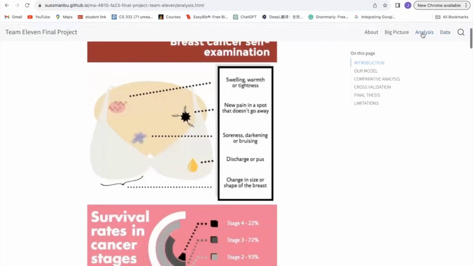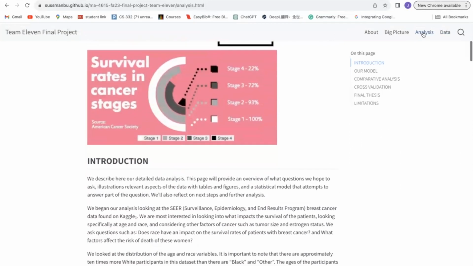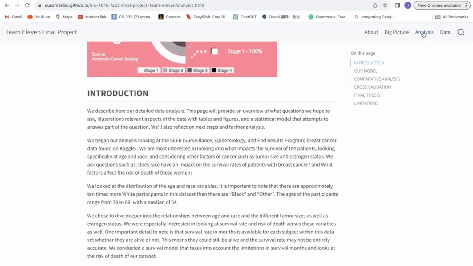In our analyzing process, we are most interested in looking into what impacts the survival of the patients. And we want to ask questions such as, does race have an impact on the survival rate of patients with breast cancer? And what other factors affect the risk of death of these women?